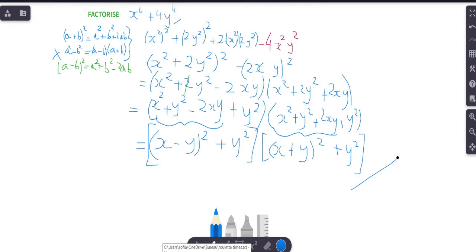And that's our answer. So we have factorized x to the 4 plus 4 y to the 4.